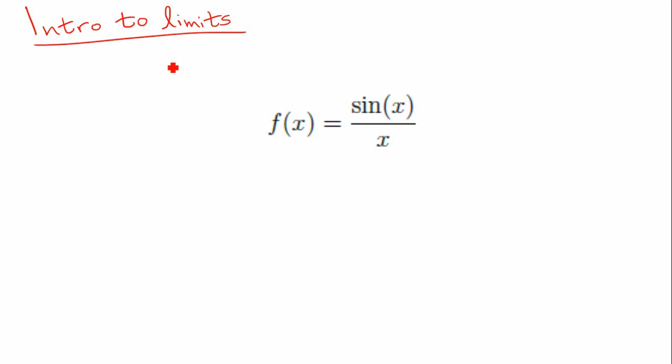Hi folks. In this video, we're going to introduce the idea of limits. To do this, we'll use the example function f of x equals sine of x divided by x.